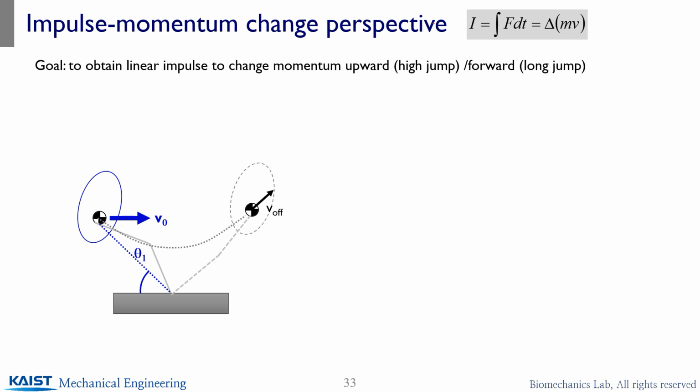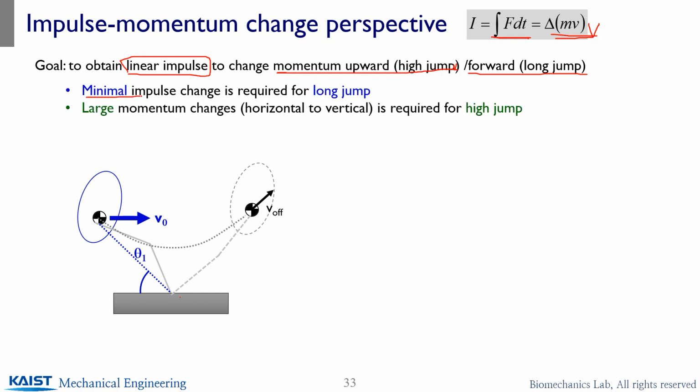Okay, let's interpret the results from an impulse-momentum perspective. Your momentum changes as a result of applied impulse, right? During that short period of stance for the long jump and high jump, the goal is to change your momentum: upward for the high jump and forward for the long jump. The only way you can get an impulse is from the ground reaction force, by pushing on the ground by actuating the joint muscles.